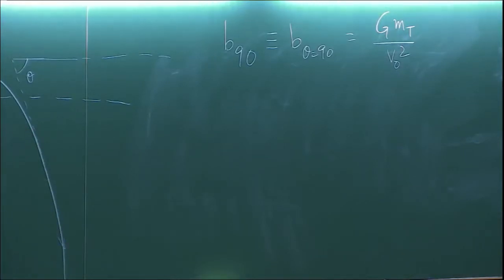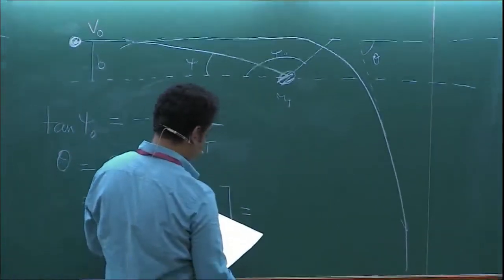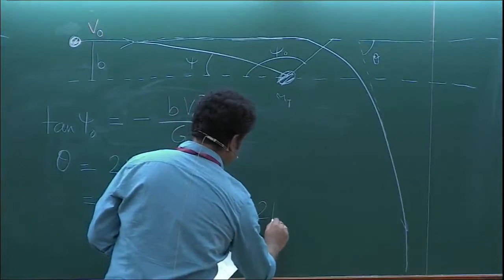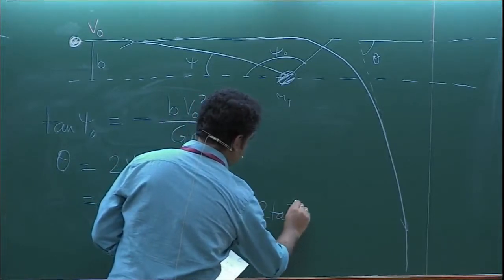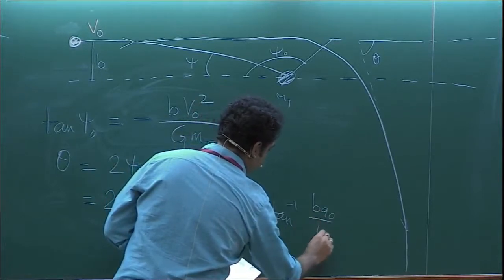So if you replace these G M T over v0 square here, it becomes 2 tan inverse b90 over b.